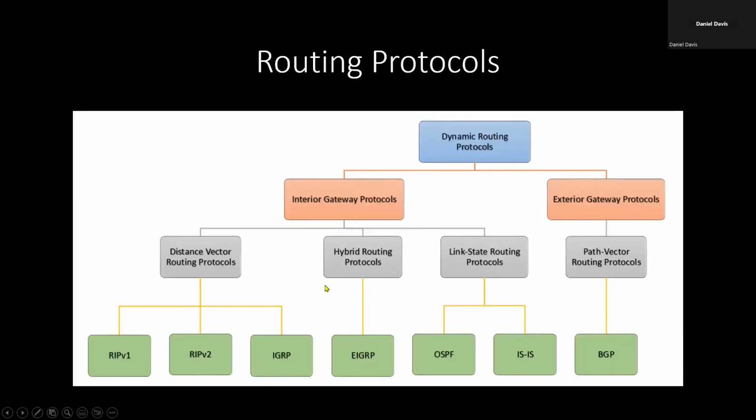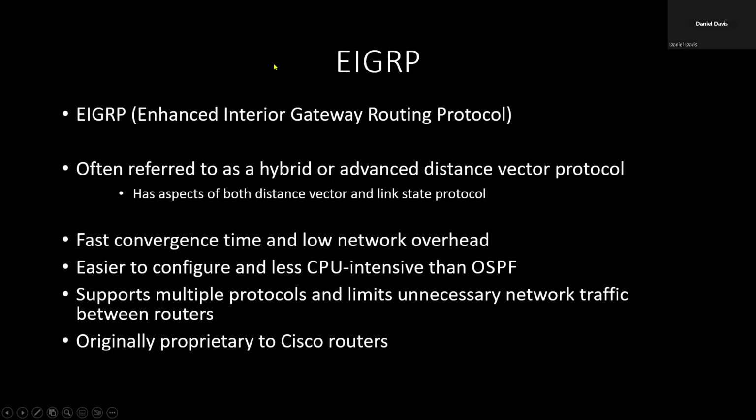Hybrid routing protocols are essentially a combination of distance vector routing protocols and link state routing protocols, or at least they have elements of both, and that is why we call them a hybrid routing protocol. There's only one hybrid routing protocol under the Interior Gateway Protocol umbrella, and that is EIGRP. Again, EIGRP stands for Enhanced Interior Gateway Routing Protocol. It is sometimes referred to as a hybrid routing protocol. Other times it can be referred to as an Advanced Distance Vector Protocol. So it may come up as a hybrid routing protocol or an Advanced Distance Vector Routing Protocol.